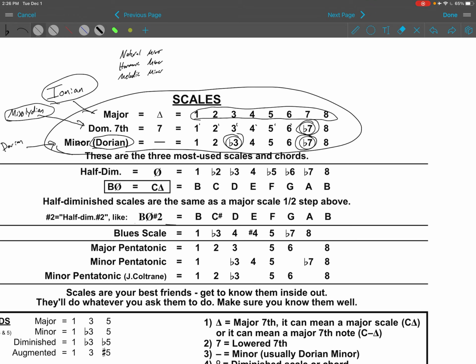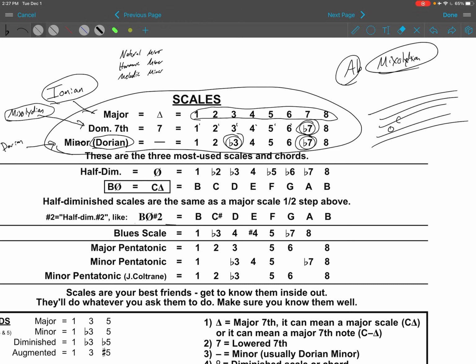They're asking you for a specific quality and a specific key. Okay, so it could be like A flat Mixolydian. Okay, if that was the question. So there's my key, there's my quality. Okay, you go on the staff, you pretty much put on all your little placeholder notes: A, B, C, D, E, F, G, A, right?